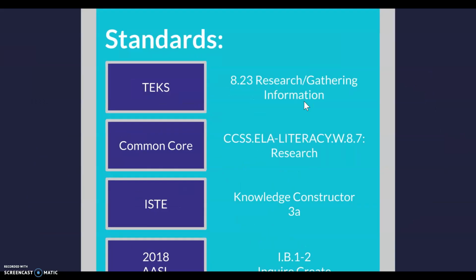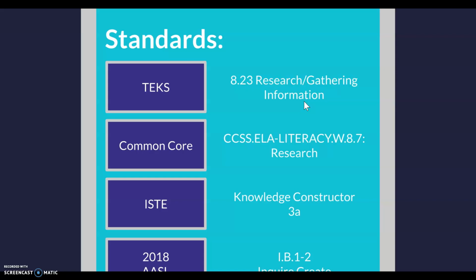So first of all, let's look at the standards that you have to know about. First of all, we have our Texas TEK standard, which is 8.23. It's about gathering sources and doing research. You're going to work on determining and locating and exploring the full range of relevant sources that are going to help you to answer your research question. Our Common Core standard, W87, is along those same lines. You're going to conduct a short research project to answer a question using several sources.